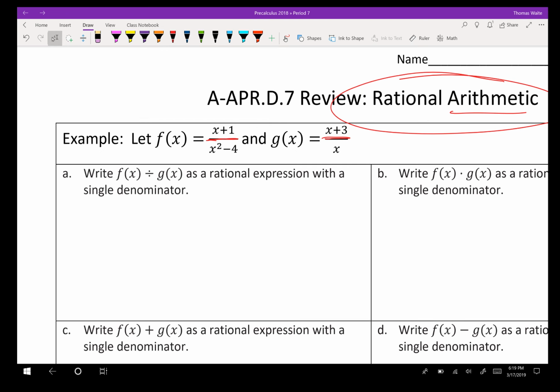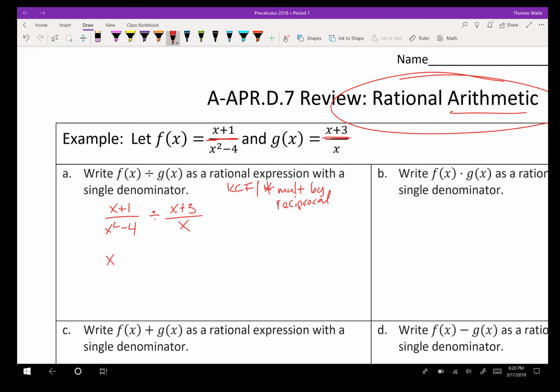Well, I'm going to start by just writing my problem. f of x is equal to x plus 1 over x squared minus 4, and I'm dividing by g, which is x plus 3 all over x. Alright, so maybe you remember when we're dividing fractions, we had a couple options. We could either say we keep, change, and flip. That was an option. Or I think more mathematically correct would be to say we multiply by the reciprocal instead of dividing by. So here we're trying to divide by g of x, so instead we want to multiply by the reciprocal of g of x.